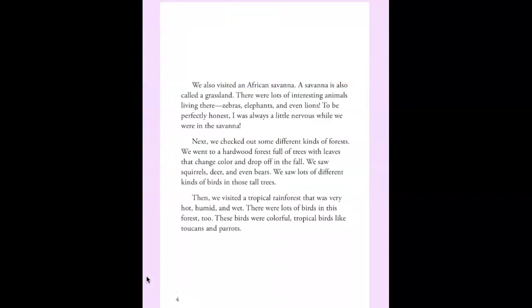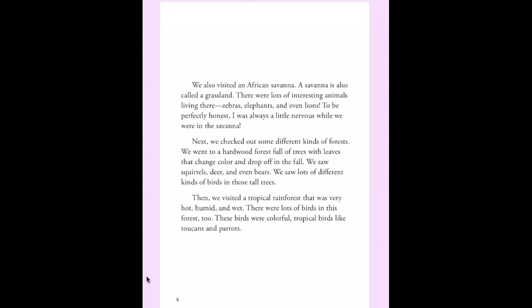We also visited an African savanna. A savanna is also called a grassland. There were lots of interesting animals living there, zebras, elephants, and even lions. To be perfectly honest, I was always a little nervous while we were in the savanna.